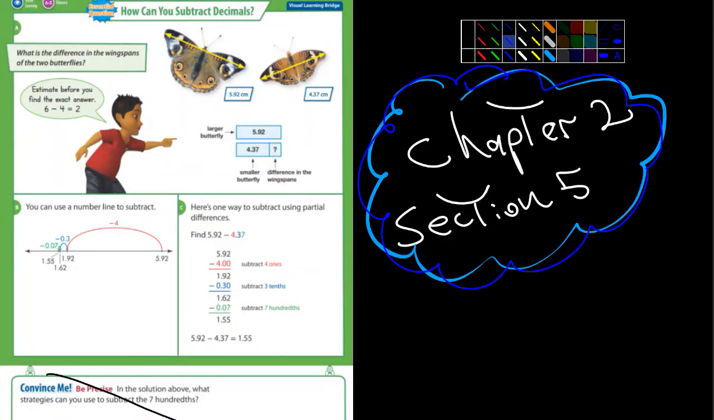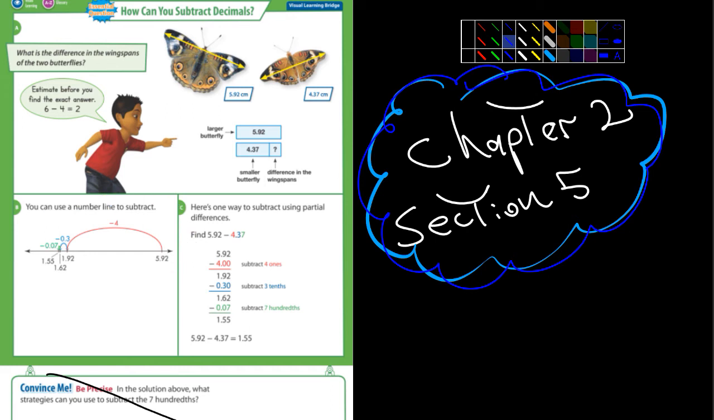And it's starting. Okay, again, this is chapter 2, section 5. So it says, how can you subtract decimals? This is just identical to the lesson that we did on Friday. Friday's lesson was all about adding decimals. So one way you can do it, and I've shown you this before, you can use a number line, and that might help some of you.